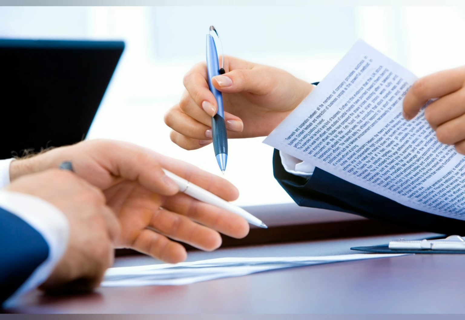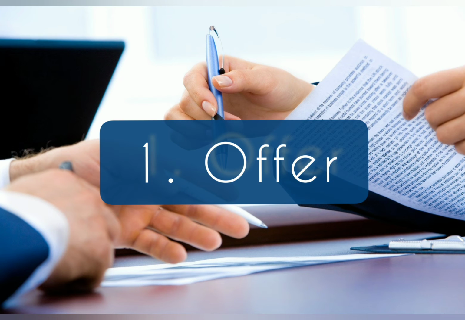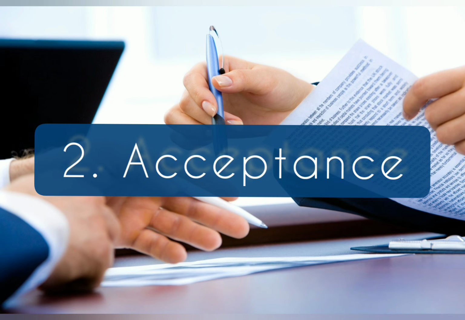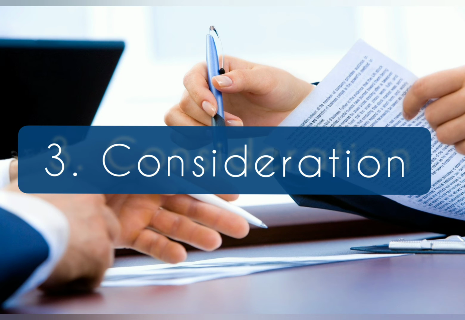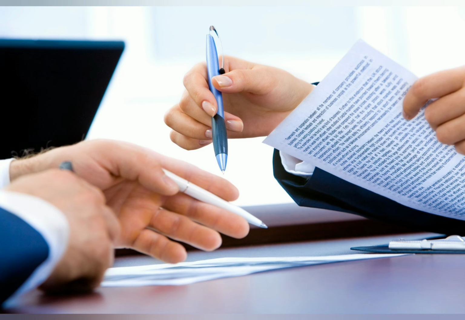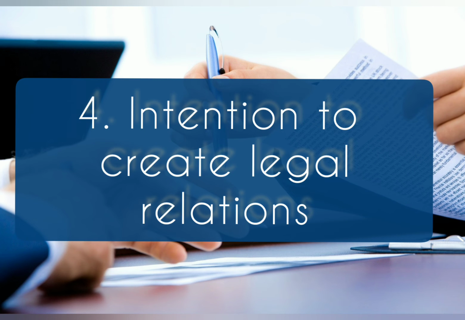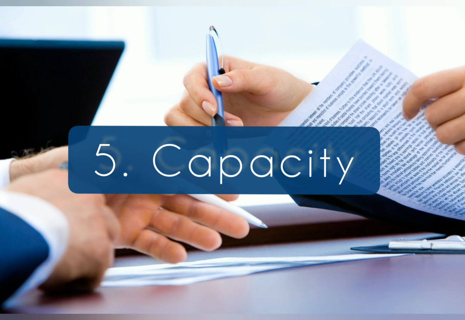There are 5 main elements of a contract. These elements include: 1. Offer. 2. Acceptance. 3. Consideration. 4. Intention to create legal relations. 5. And, finally, capacity.